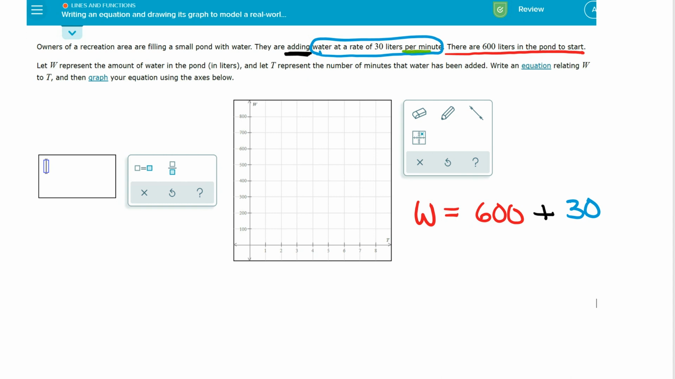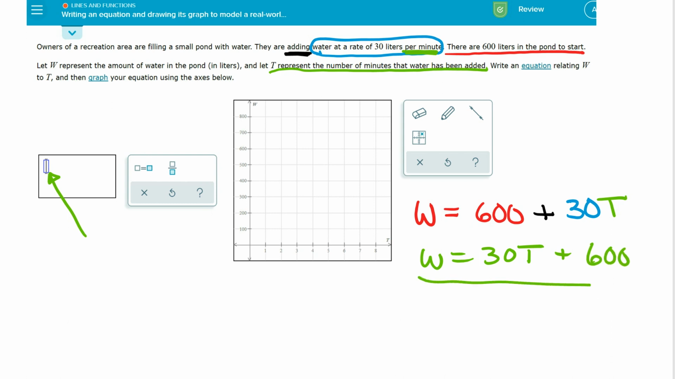Per minute is what I don't know. How many minutes? So T, they said use capital T, 30T. Let T represent the number of minutes that water has been added. So in my little box right here, I'm going to type in that equation. And you can rearrange it. If you want, you can write W is equal to 30T plus 600. It doesn't matter which order you put it in, but that's my equation.